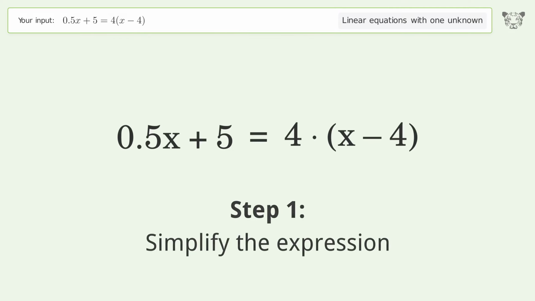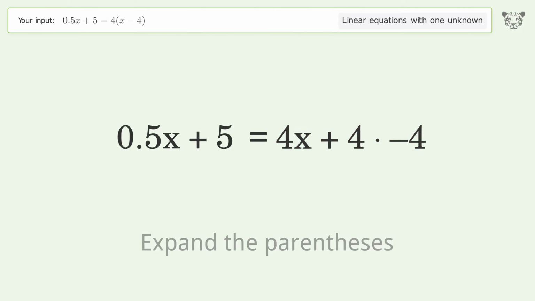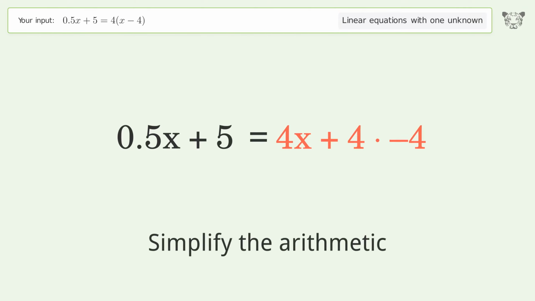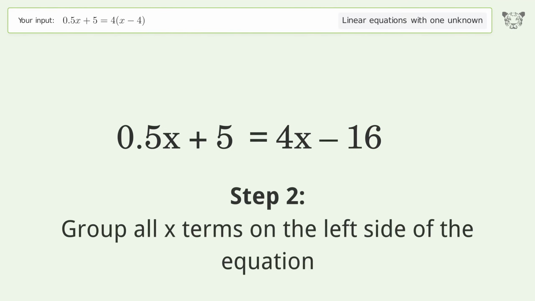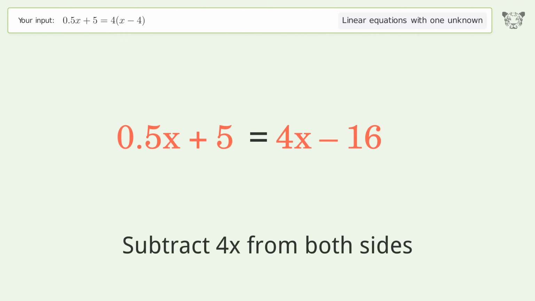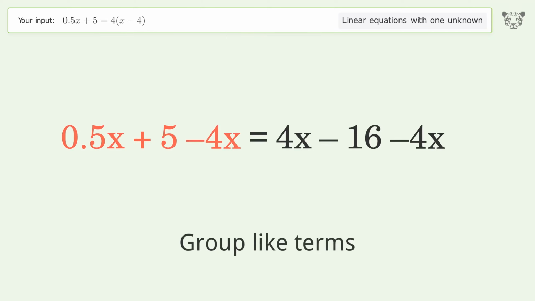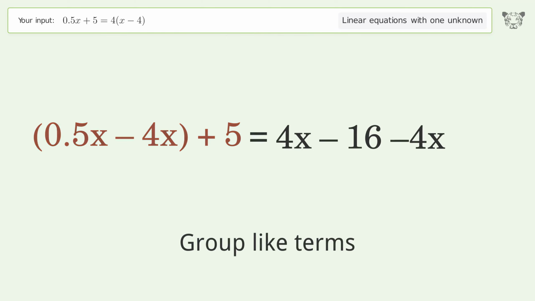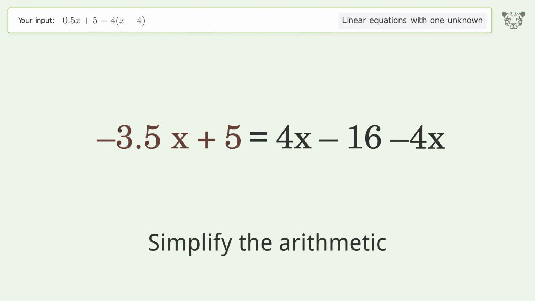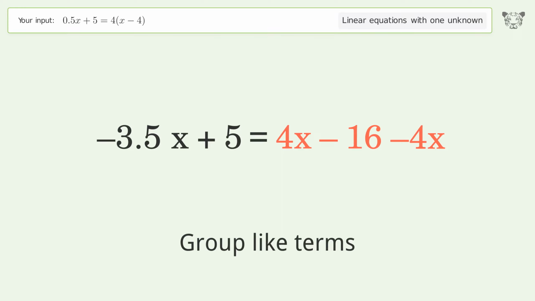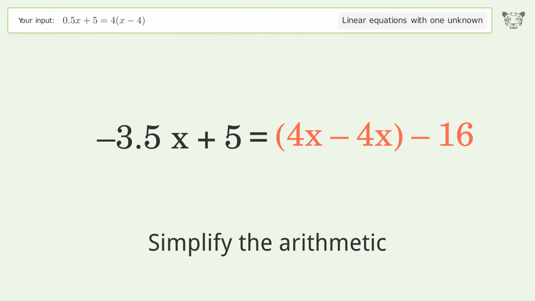Simplify the expression. Expand the parentheses. Simplify the arithmetic. Group all x terms on the left side of the equation. Subtract 4x from both sides. Group like terms. Simplify the arithmetic. Group like terms. Simplify the arithmetic.